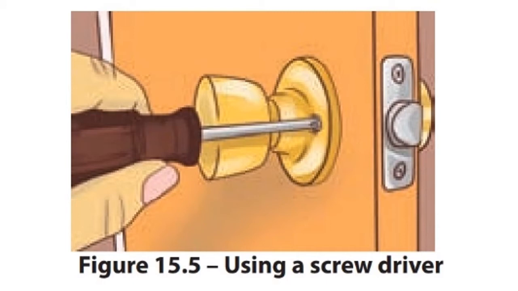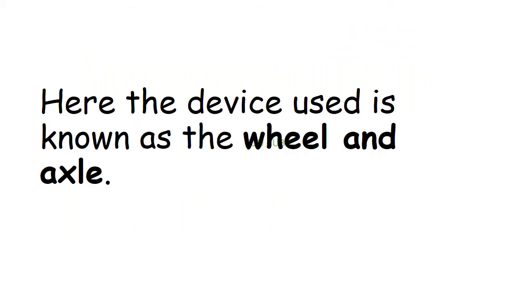To sink a screw nail into something, the force is applied by turning the handle of a screwdriver. It is common experience that this job is made easier by the screwdriver. Here the device used is known as the wheel and axle. So we name this device the wheel and axle.